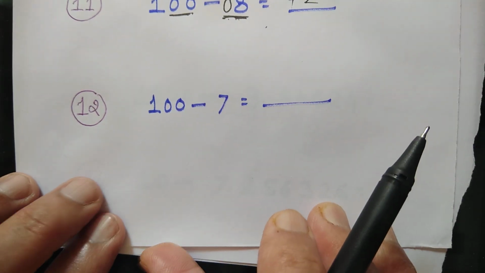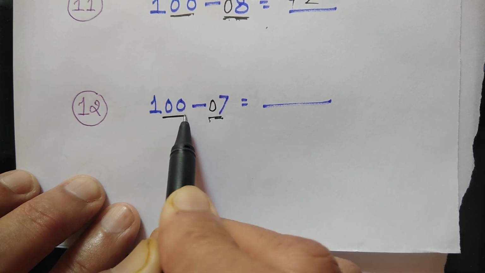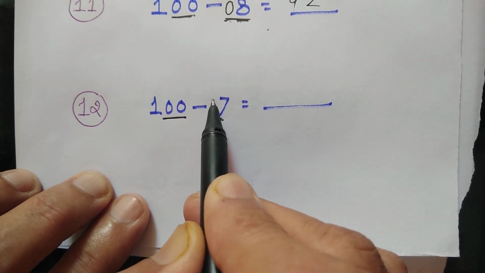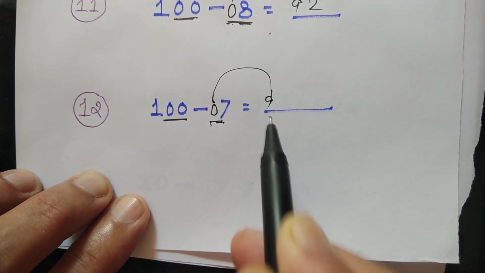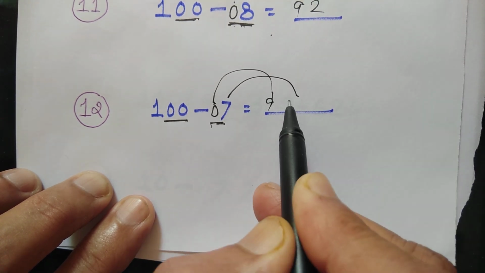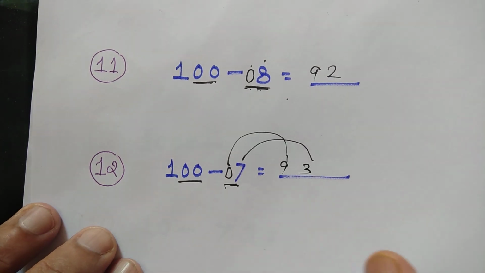100 minus 7. 2 digits, 1 digit. Put 0, 2 digits, 2 digits. All from 9 means 0 plus 9 is 9, and this number from 10 means 7 plus 3 is 10. So 93 is our answer.